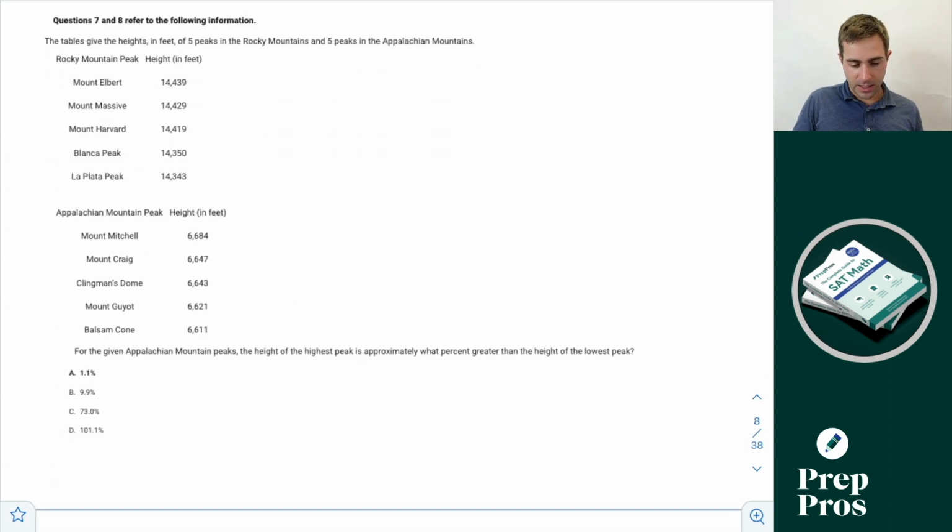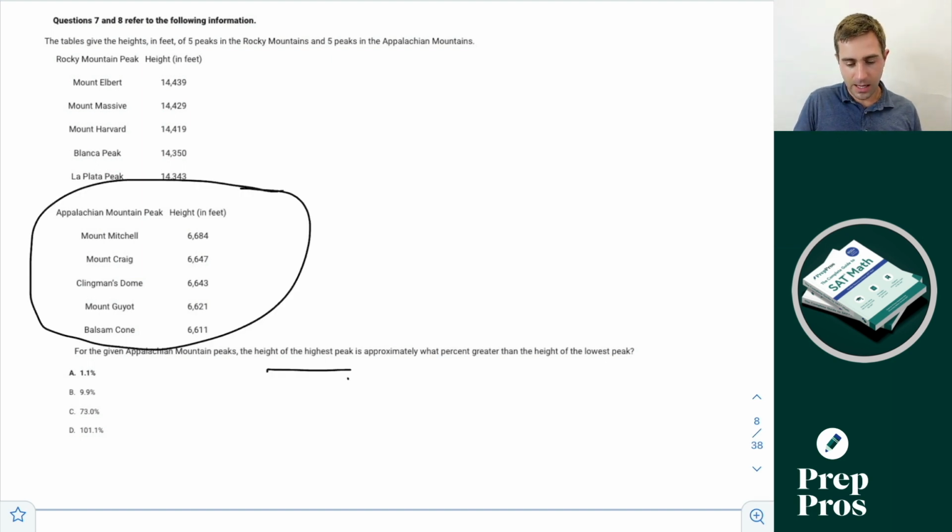All right, so same table, so I'm going to skip reading that stuff. For the given Appalachian mountain peaks, so we're just looking down here. The height of the highest peak is approximately what percent greater than the height of the lowest? So let's make sure these are actually in order, and they are.